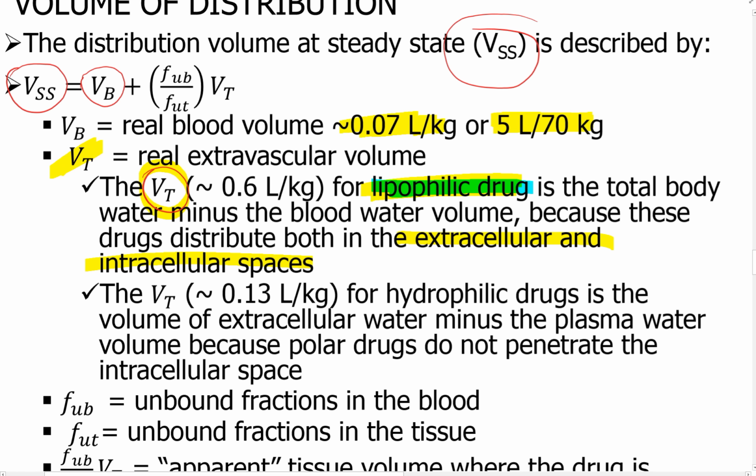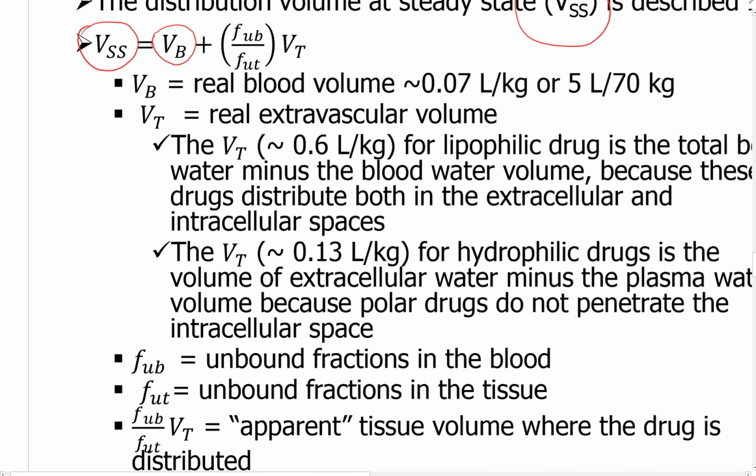But in the case of a hydrophilic drug, the tissue volume is this one, which is 0.13 times 70, like 9 liter for hydrophilic drugs, because for a hydrophilic drug it is the volume of the extracellular water minus the plasma water, because polar drugs do not penetrate the intracellular space. So there are two volumes we have to remember, one for lipophilic drug, one for hydrophilic drug. But in the calculation, I don't believe we are going to use different volumes for different types of drugs. And this is the equation you have to remember.